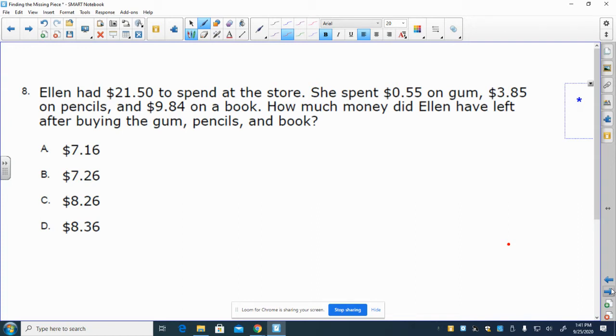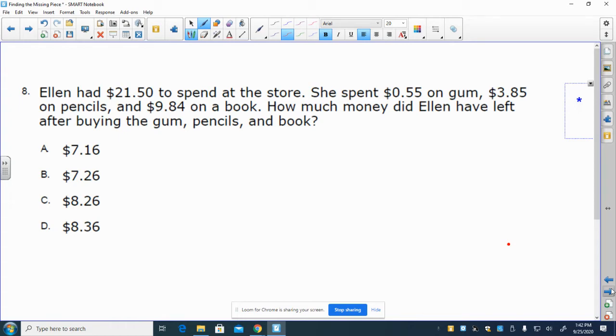Remember, read it 2 times. Ellen had $21.50 to spend at the store. She spent 55 cents on gum, $3.85 on pencils, and $9.84 on a book. How much money does Ellen have left after buying the gum, pencils, and book? Be careful here. Your brain's going to tell you, ooh, it says left. Take off and subtract. Calm down. We are going to subtract, but that's not the only thing we're going to do.